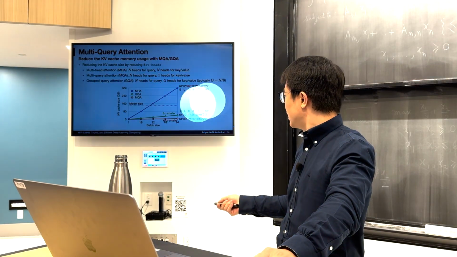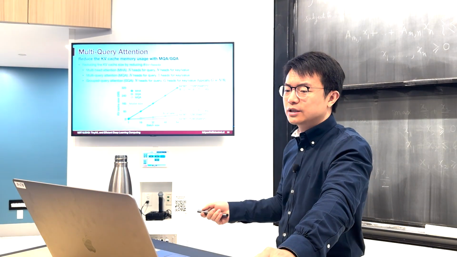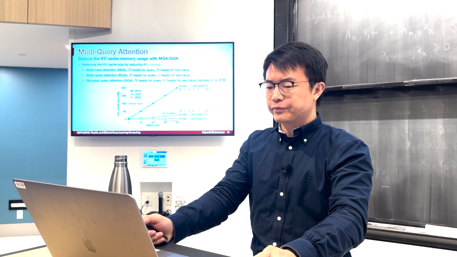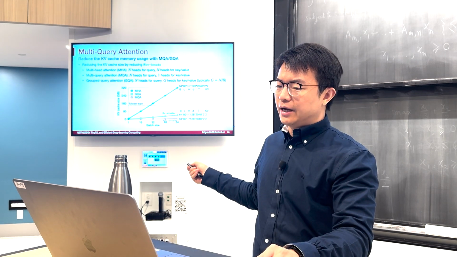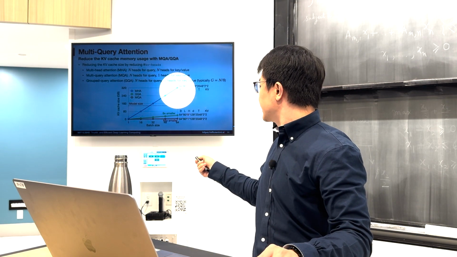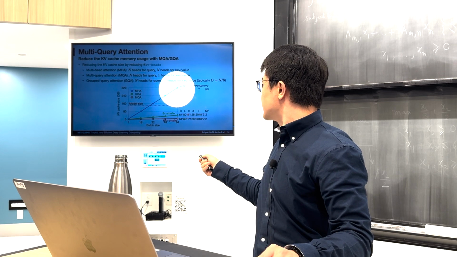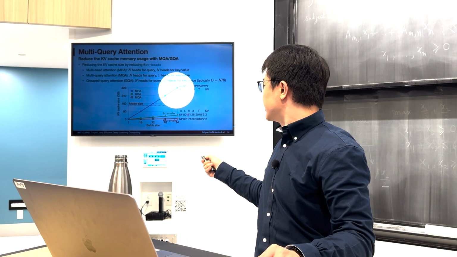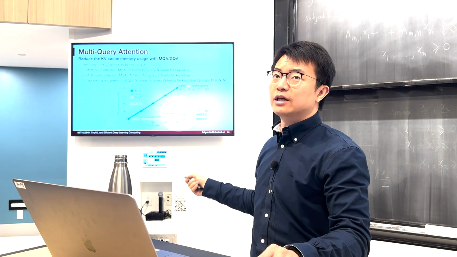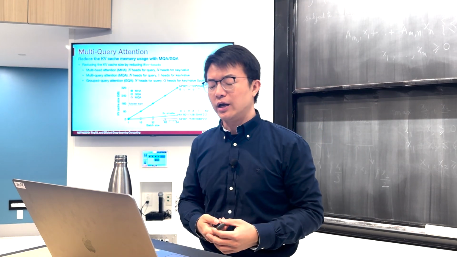When the batch size gets larger, actually the reduction is pretty significant. And previously, you required 320 gigabytes for the 70 billion parameter model. It cannot fit a single node, but now it's below 80 gigabytes. It can fit a single H100 node.